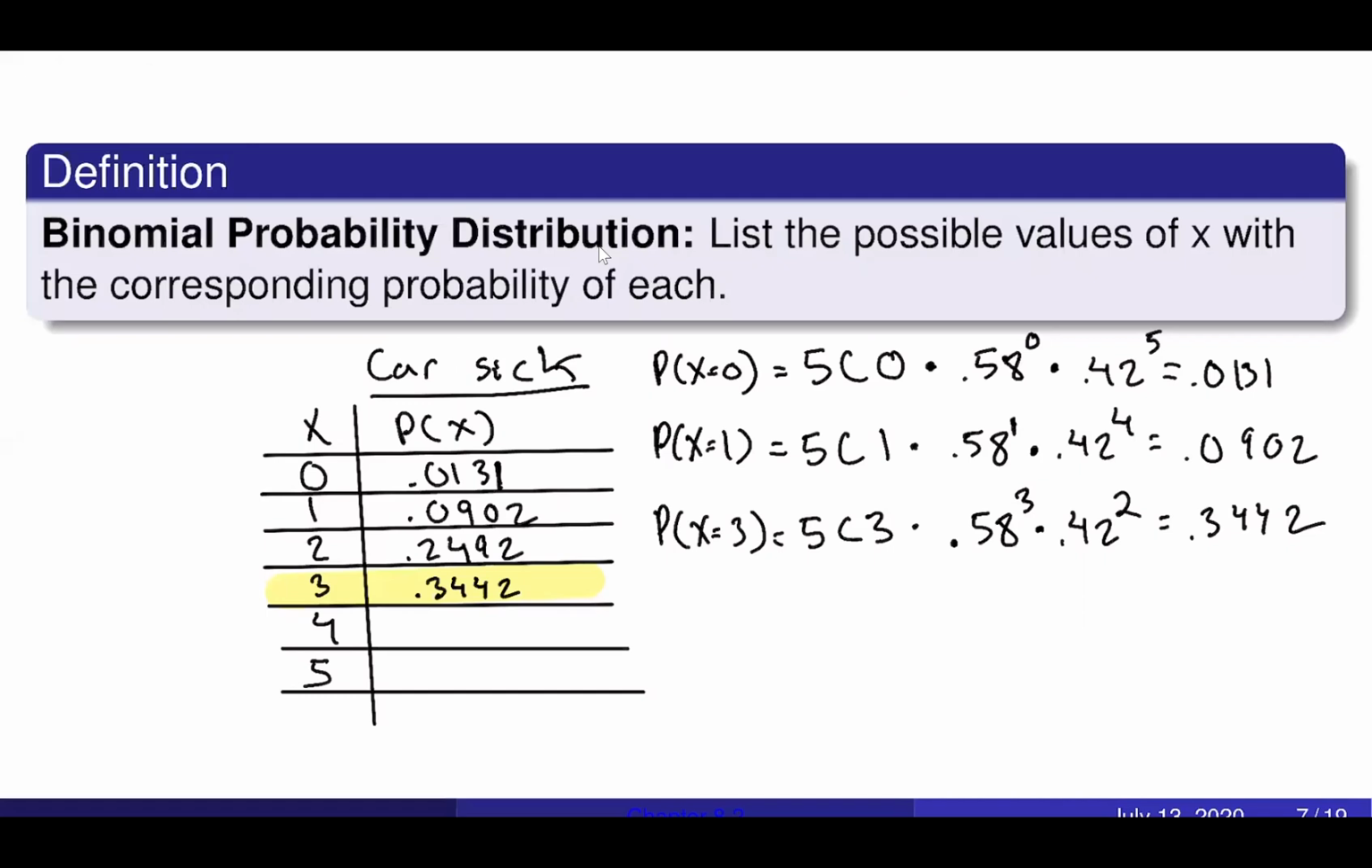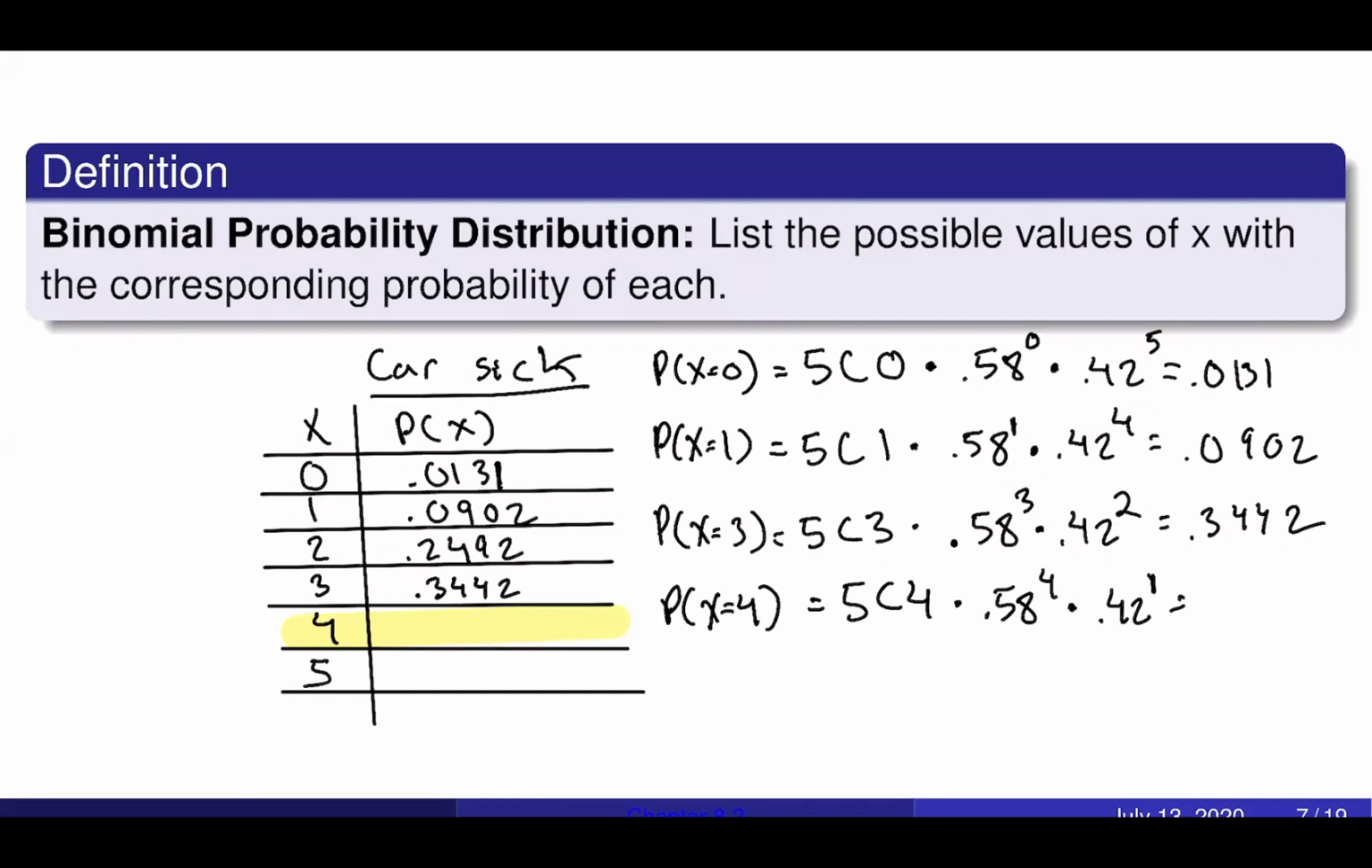All right, so if you look now, we're going to do the probability that x is equal to 4. So the probability that x is equal to 4 is equal to 5C4 multiplied by 0.58 to the 4th power, multiplied by 0.42. If I want 4 kids to get car sick, that means there's only 1 kid that doesn't get car sick, so that's to the 1 power. Cool. So that's our formula. Any question how I got that formula?